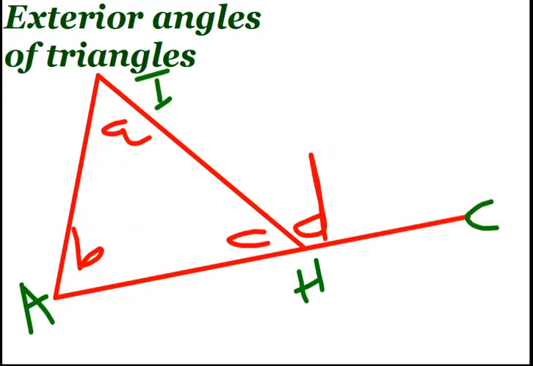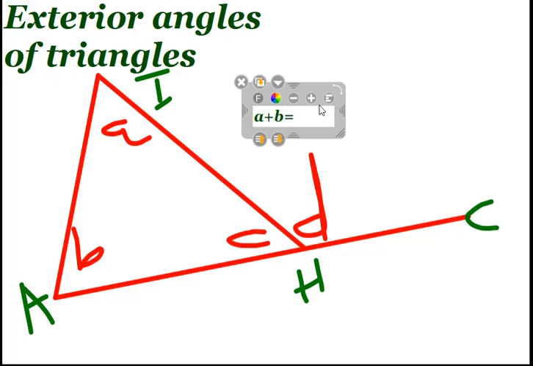Then let's look at our next rule or property of triangles. Exterior angles of a triangle. In exterior angles of a triangle, the two opposite interior angles, which is angle A and angle B, are always equal to the one exterior angle. So in writing, this would be written as angle A plus B is equal to angle D.